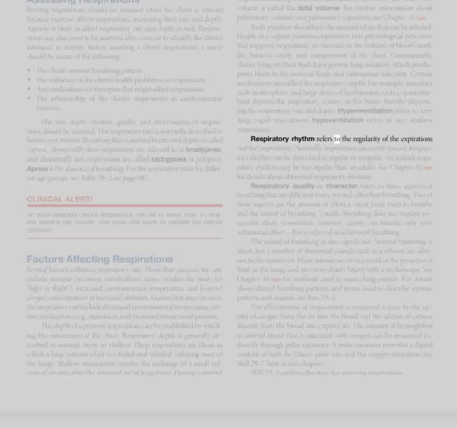Respiratory rhythm refers to the regularity of the expirations and the inspirations. Normally, respirations are evenly spaced. Respiratory rhythm can be described as regular or irregular. An infant's respiratory rhythm may be less regular than an adult's. See Chapter 50 for details about abnormal respiratory rhythms.